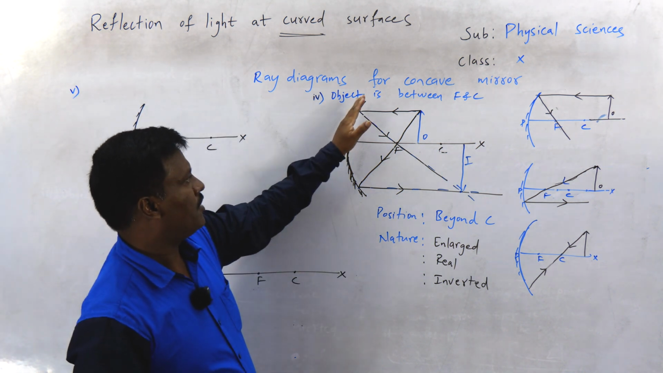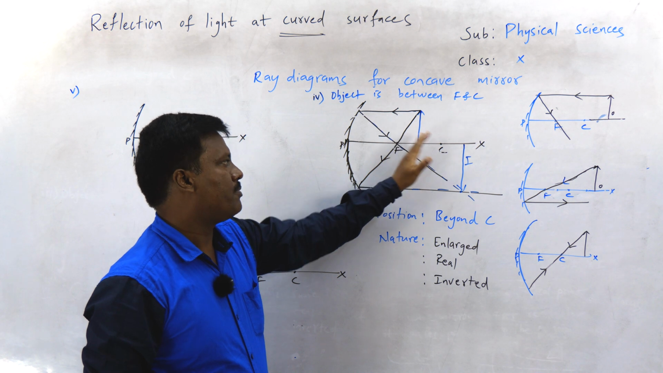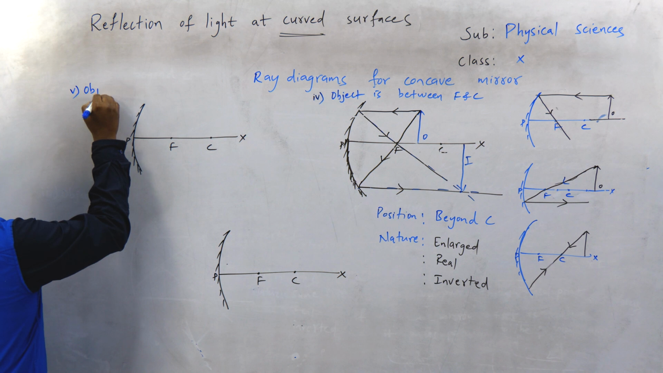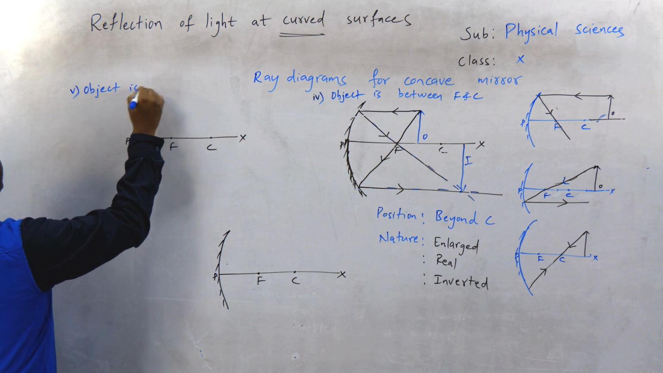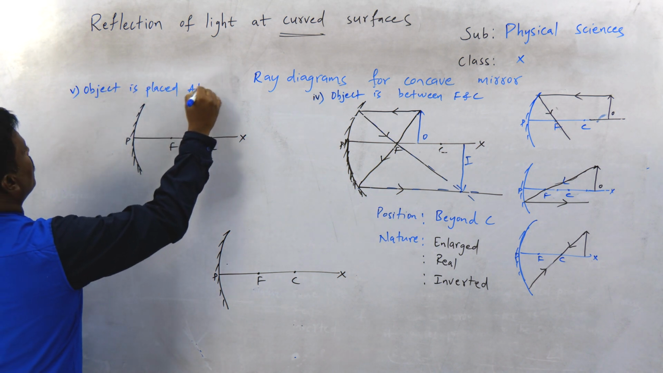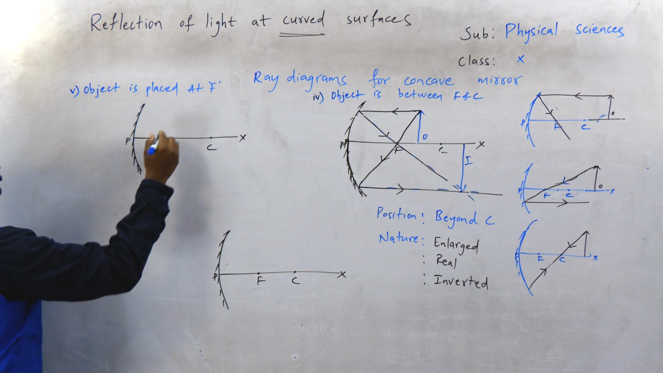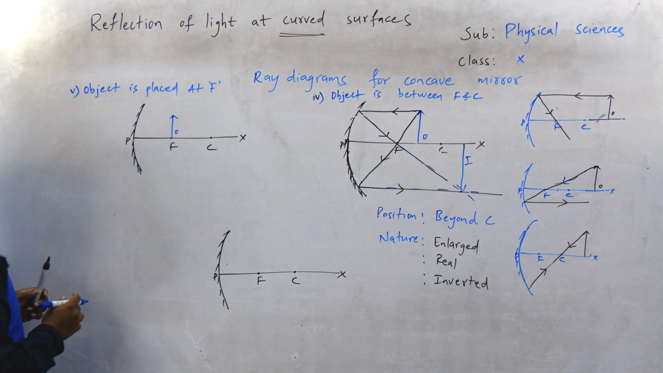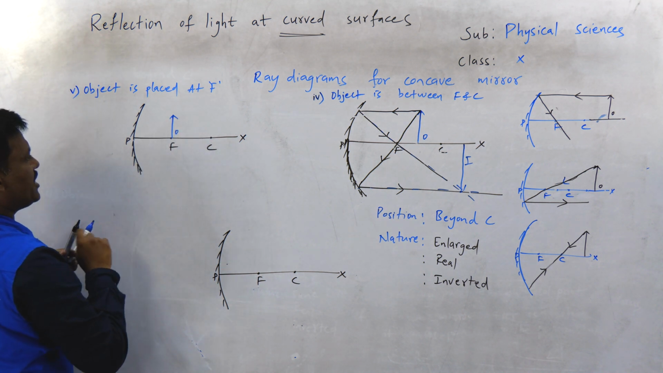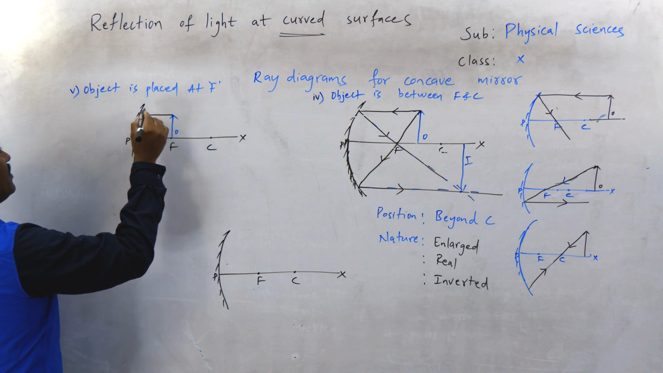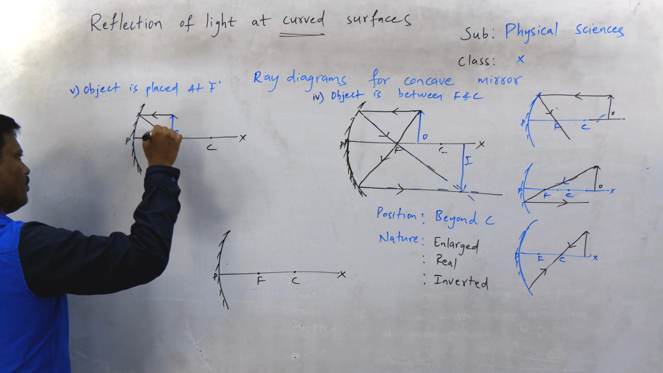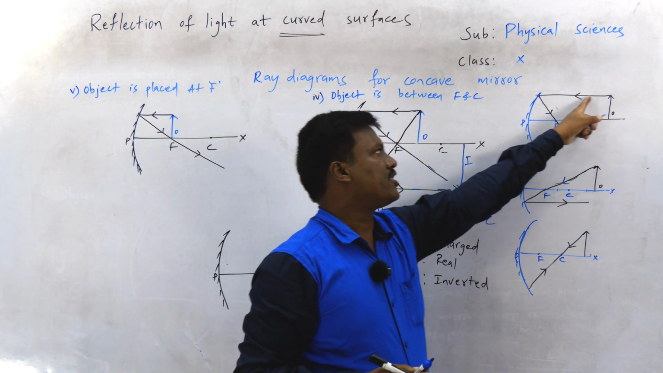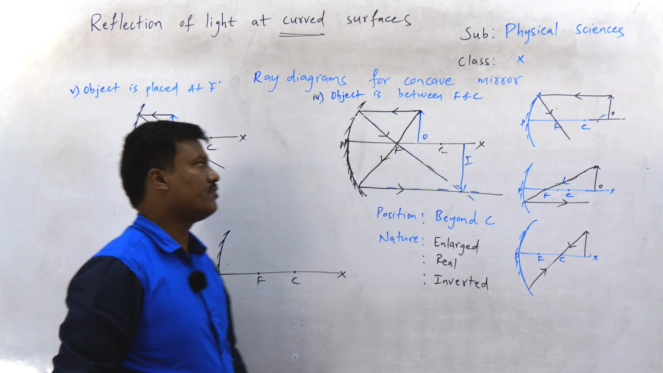Previously we have discussed the ray diagrams up to the object placed between pole and focus. Now we are going to talk about another ray diagram by a concave mirror. The object is placed at focus. Now the object is at focus here. Right? Now rule number 1. A ray that passes parallel to the principal axis, after reflection passes through focus. This is rule number 1. Any ray that passes parallel to the principal axis, after reflection passes through focus.